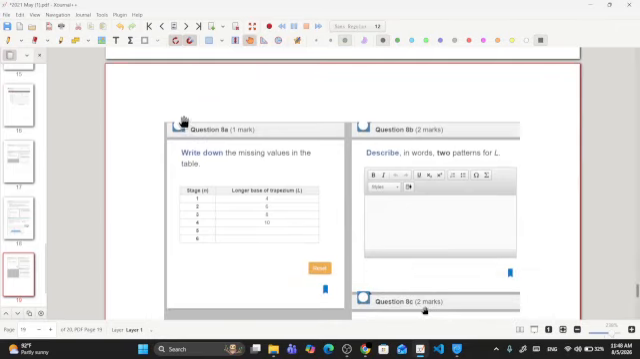Write down the missing values in the table. So, the longer base of the trapezium for each stage, here this is positive 2 again, positive 2, and then you have 12 and 14. That was the missing value in the table.